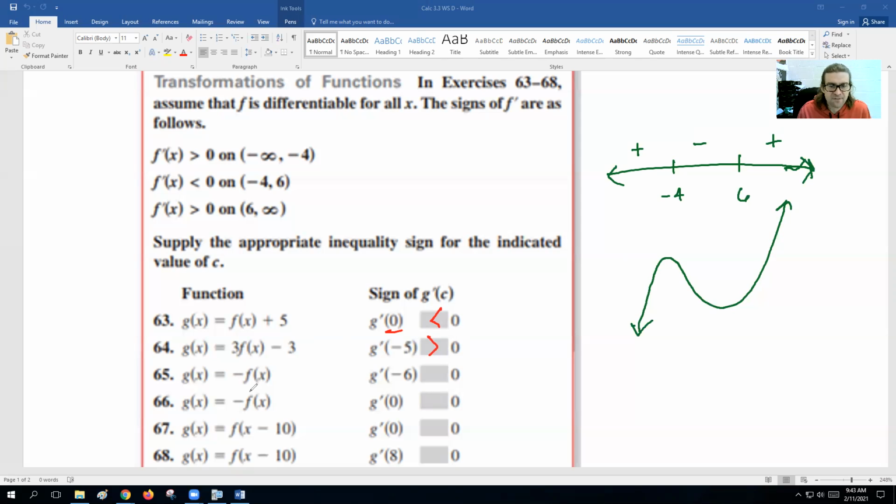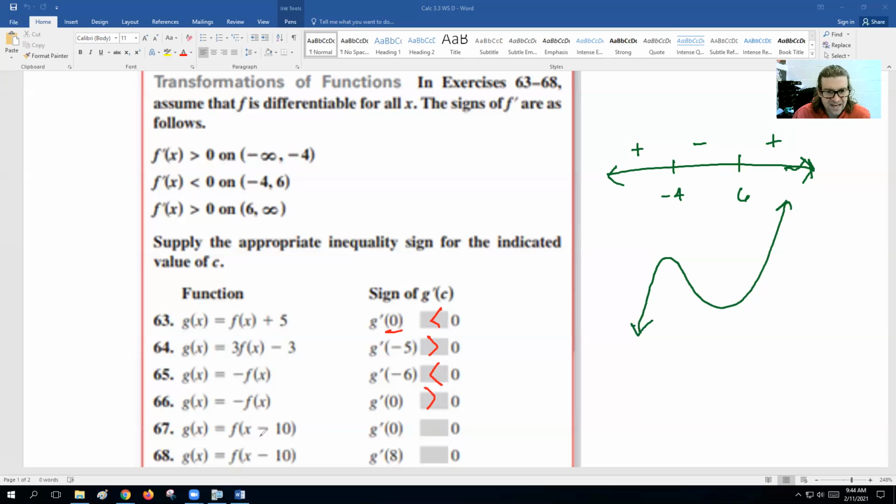All right, now negative f of x. What if we flip the graph upside down? Well, if we flip the graph upside down, all these values are going to switch. So at negative 6, it's positive, but if we flip it upside down, that would have to be negative. Same thing here. What about at 0? Well, at 0, it's negative. If we flip it upside down, that would be positive.